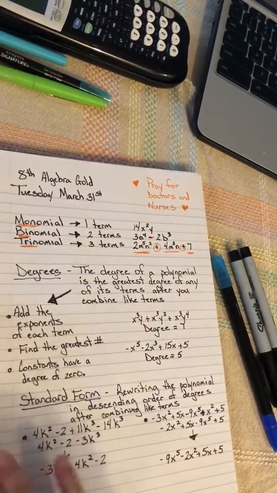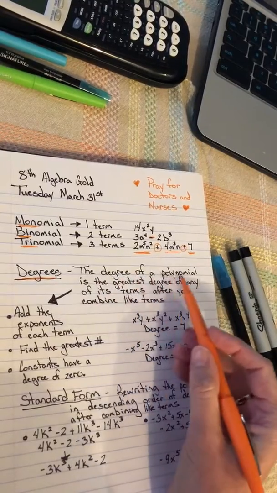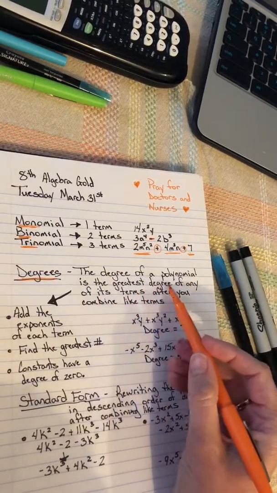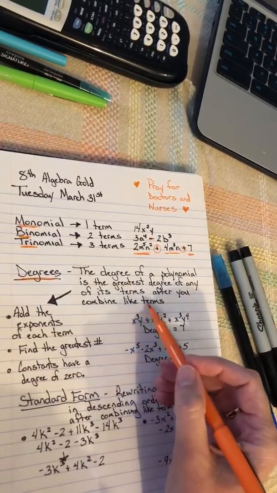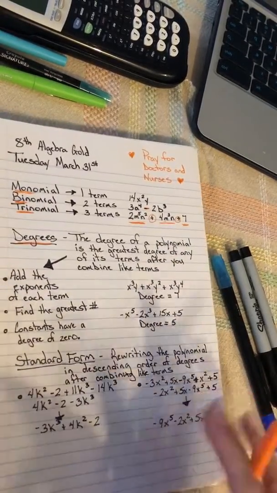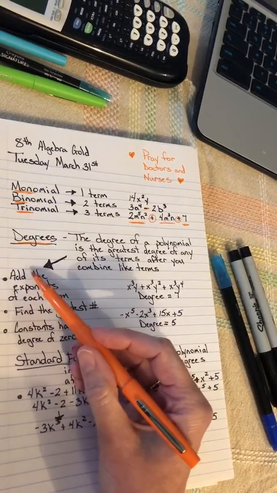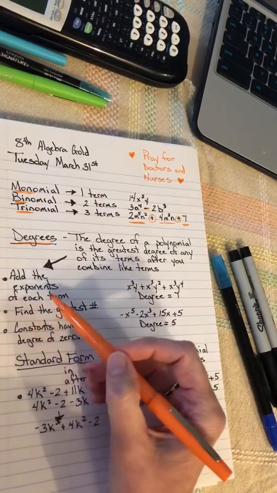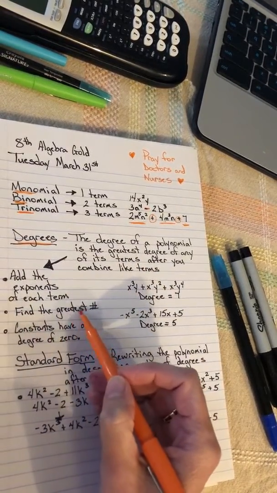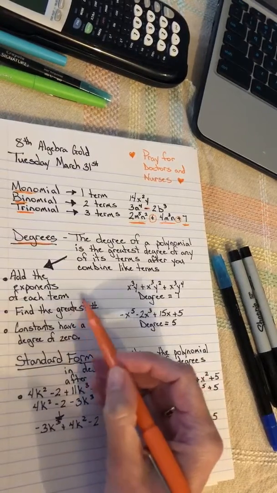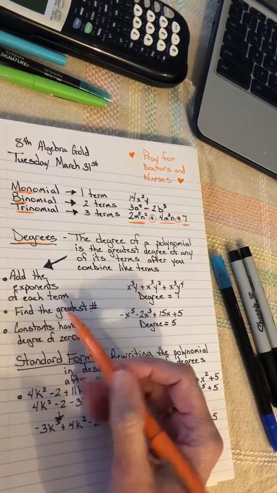The next part of your homework talks about the degree. The degree of a polynomial is the greatest degree of any of its terms after you combine like terms. So take a look here. Basically, what we're going to be doing is adding the exponents of each term, and then we need to find the term that has the greatest number, and that will be your degree of the polynomial.